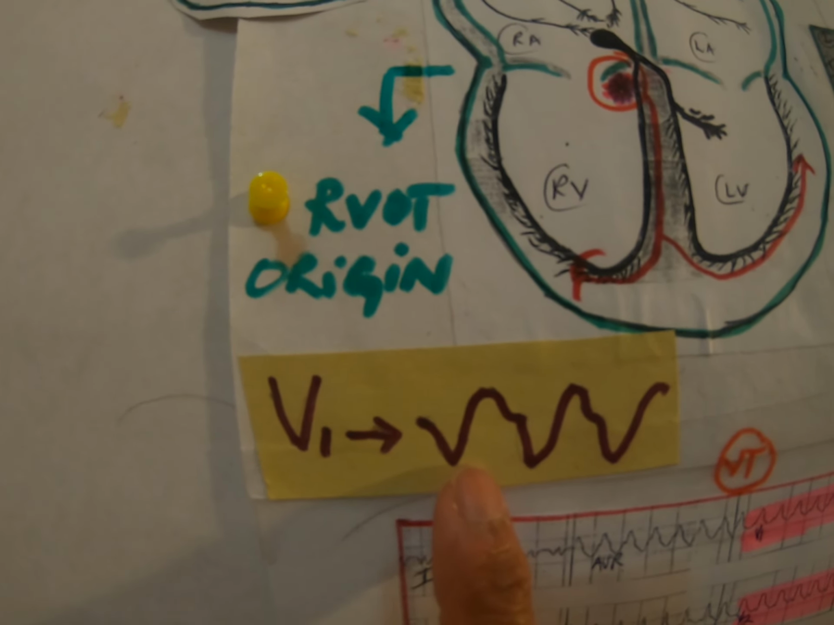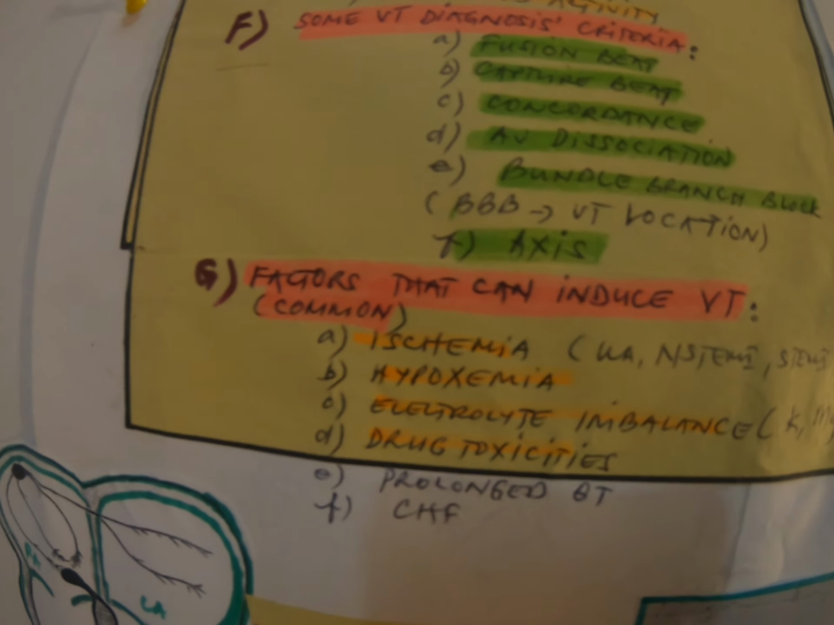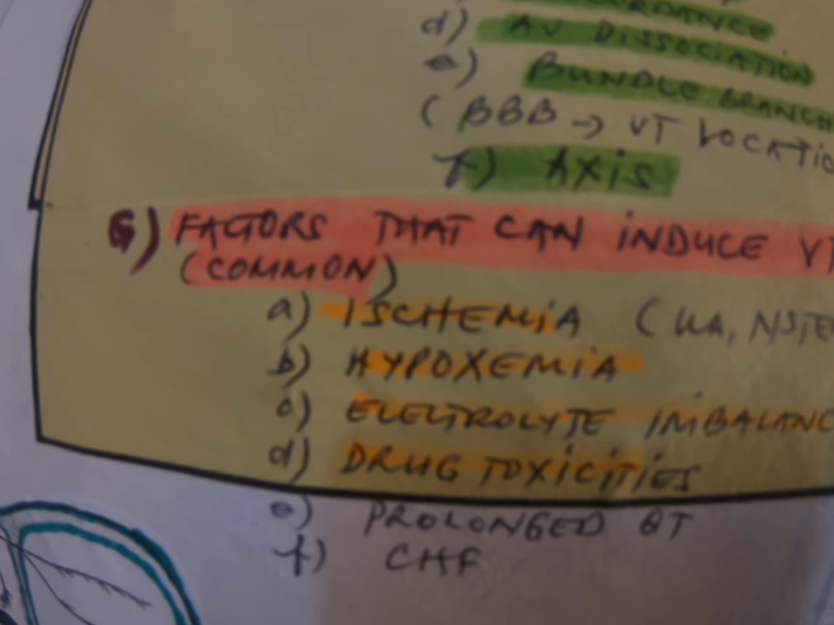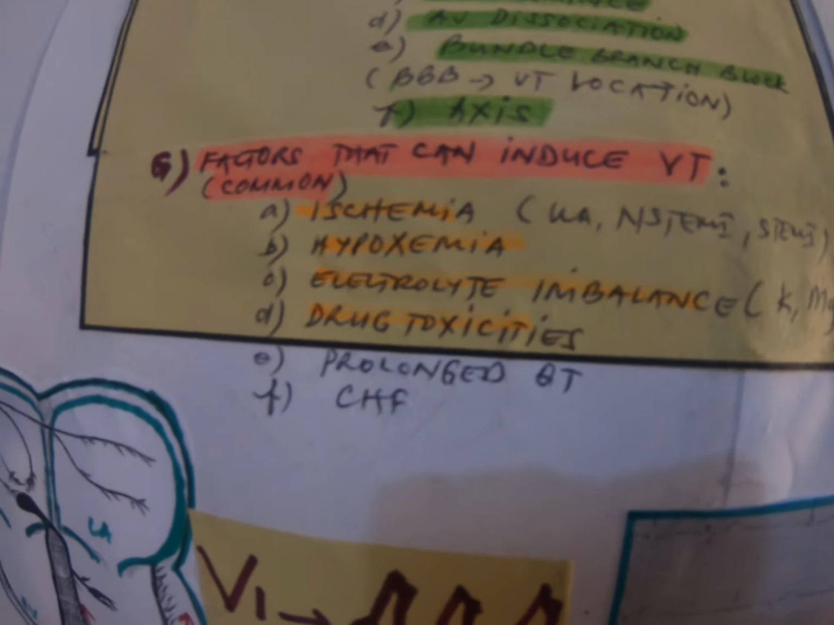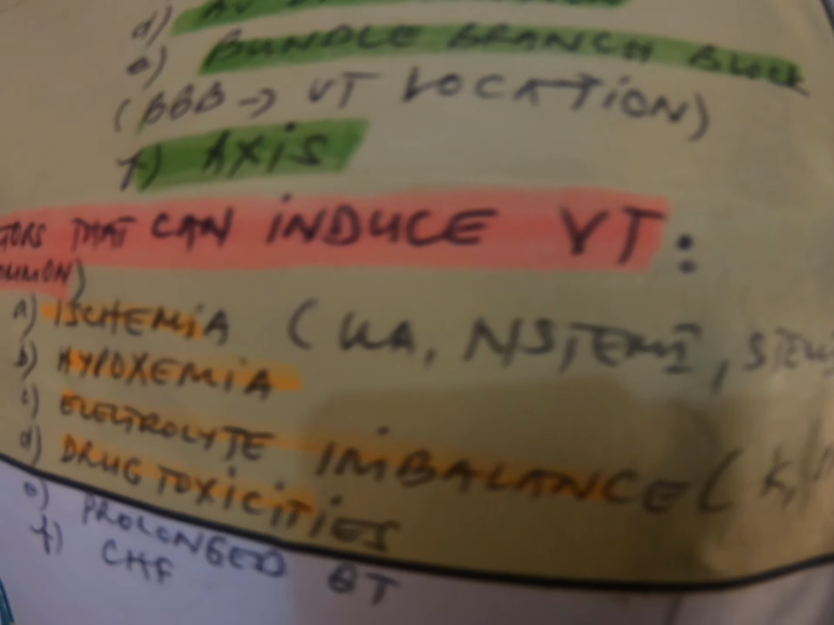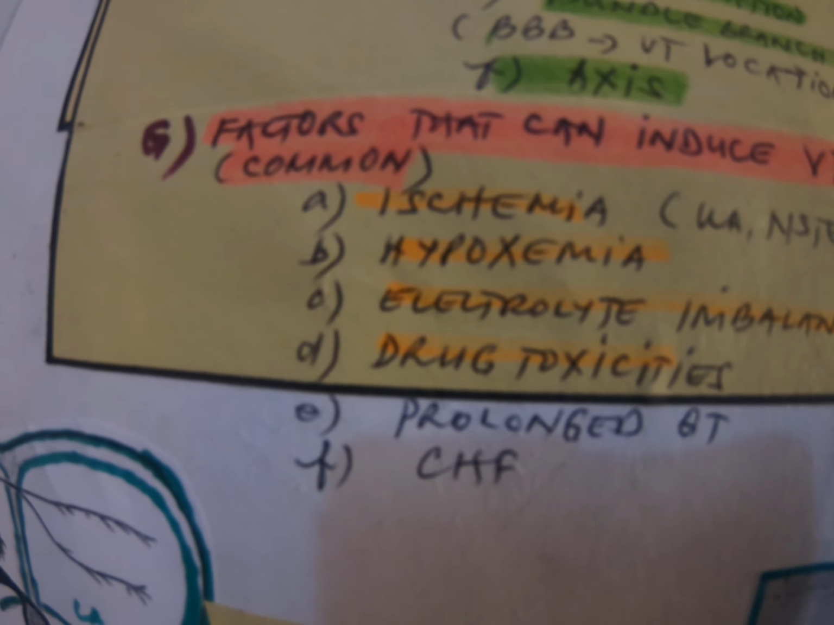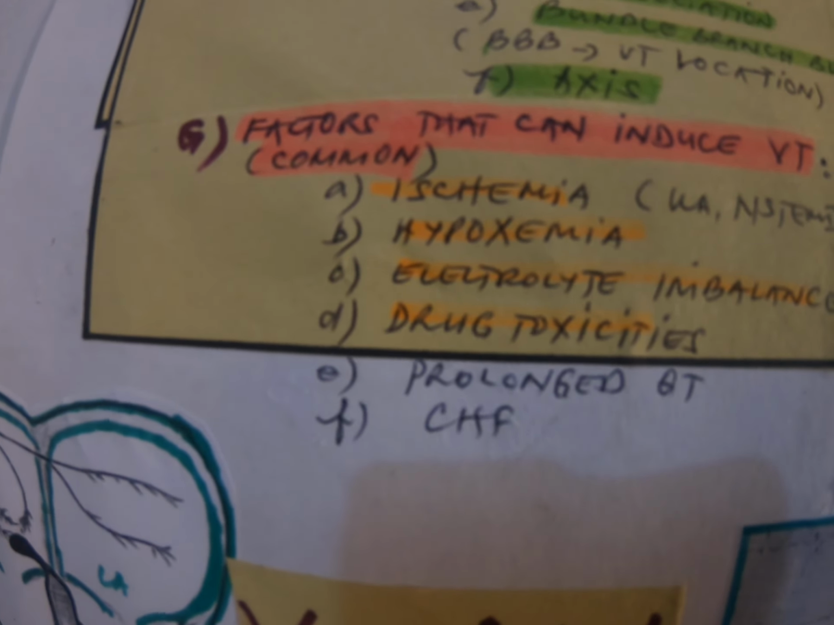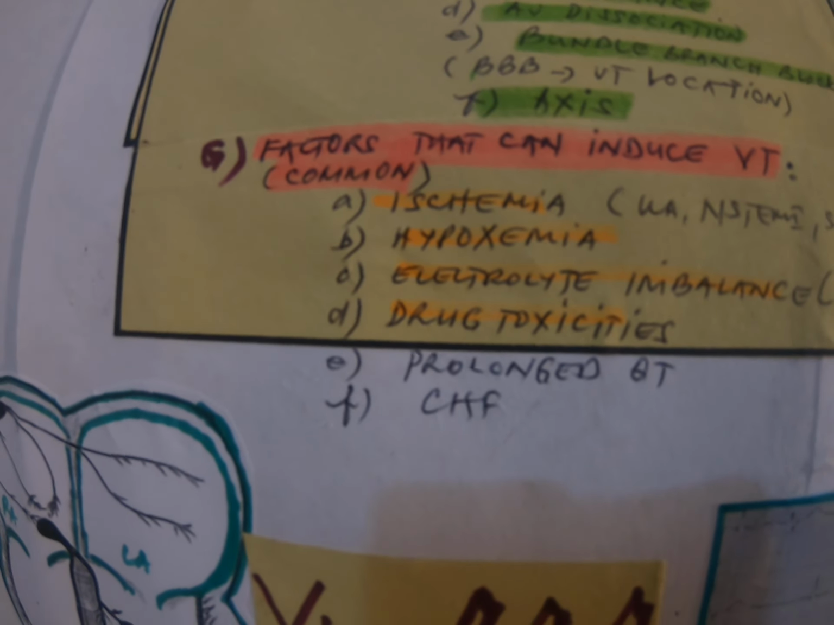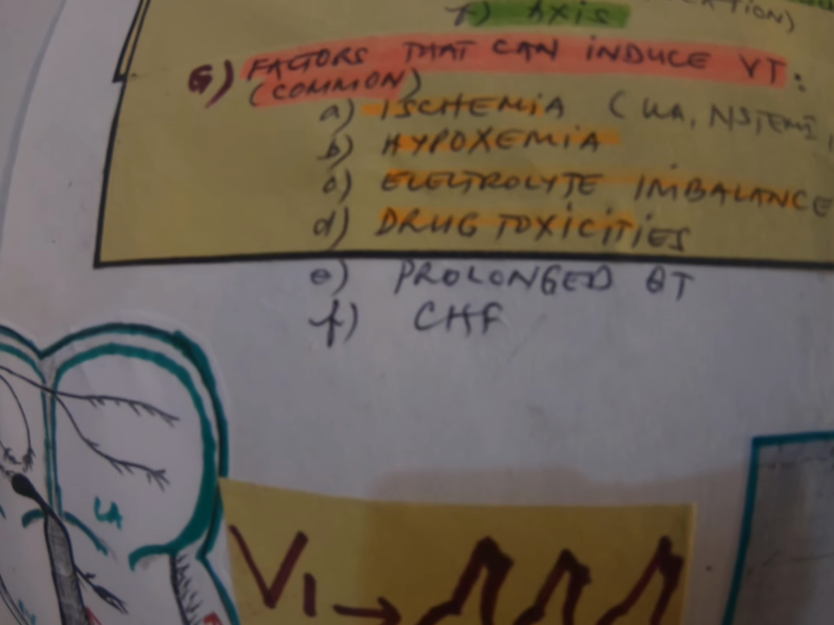Okay, so what are the factors that can induce ventricular tachycardia? Ischemia, from unstable angina, from non-STEMI, or it could be an infarct from STEMI. Okay, hypoxemia, lack of oxygen. You also have electrolyte imbalance, especially low potassium. Drug toxicity, like digoxin toxicity, amiodarone, or anything there.